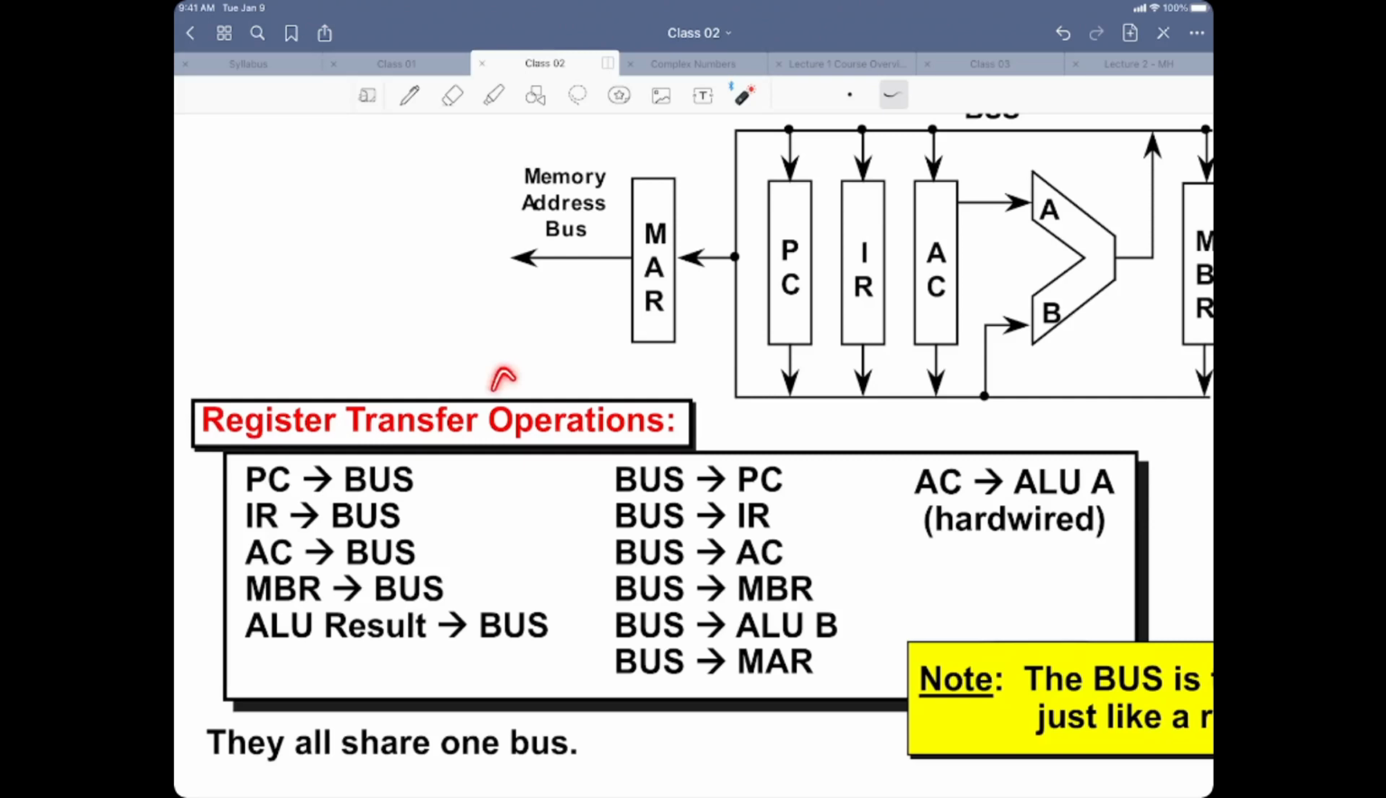What are these operations? They are all of them. We are just listing out all of the possibilities here. It's not to do a particular thing, it's just listing out all of the possibilities.